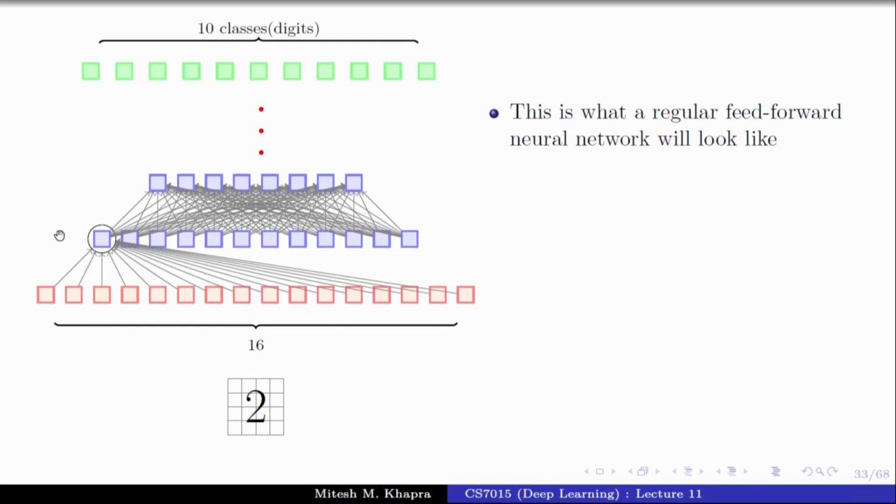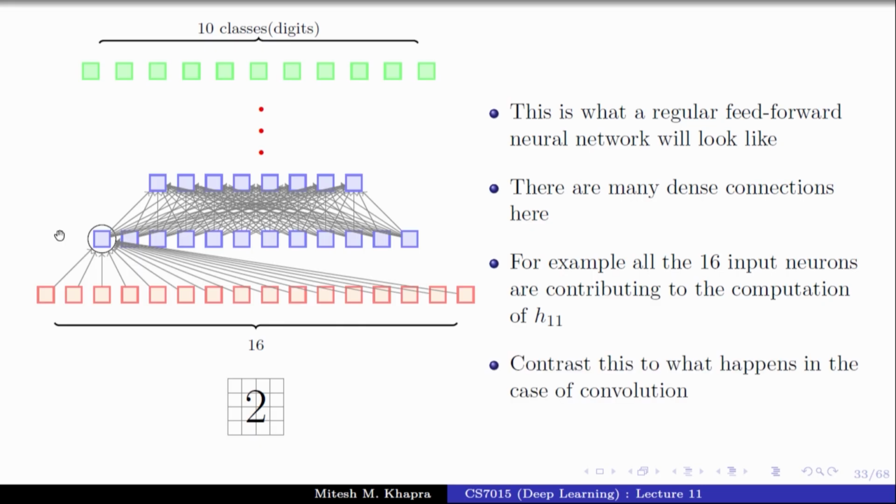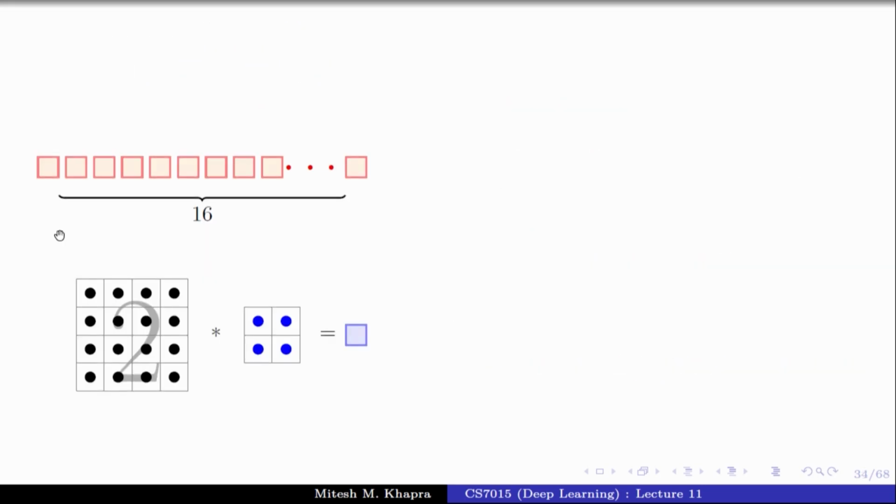So let's try to understand that. This is what a feed-forward neural network would look like for this problem. There are many dense connections here, and I told you what these connections are. Now let's look at the convolution way of doing this. I have this 4x4 input, and I've taken filters of size 2x2. If I place a 2x2 filter on pixels 1, 2, 5, and 6, I'll get one output. Is that fine? If I place it on pixels 2, 3, 6, and 7, I'll get the other output. Is that fine? Okay, and I can continue in this way.